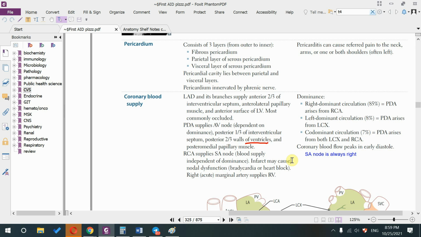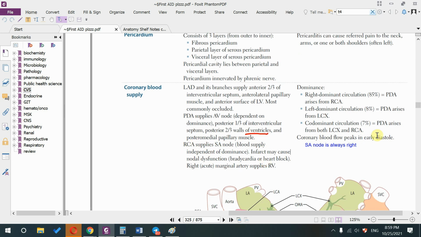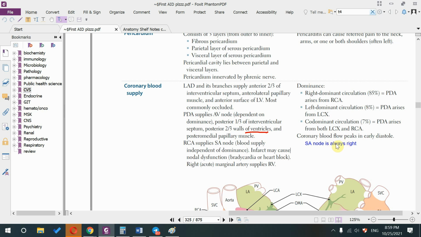Excellent job. Okay, so the right coronary artery supplies the SA node, always. Okay, guys, it's always. It does not care about the dominance. So yeah, blood supply independent of the dominance. Infarct may cause nodal dysfunction. Of what? The right coronary artery, the infarct. So in case of infarct of the right coronary artery, you can have an SA node dysfunction, which can lead to bradycardia, okay, or heart block.